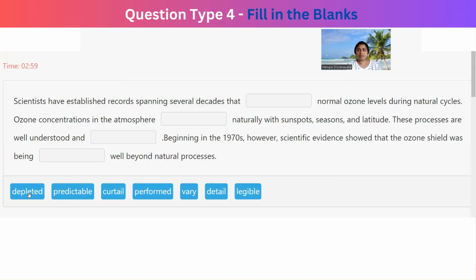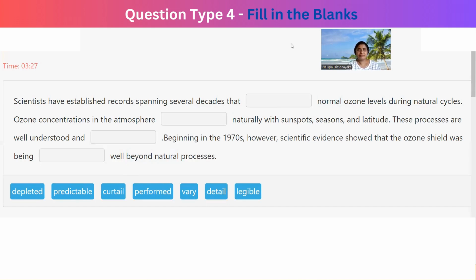Depleted normal ozone levels. Depleted is degradation or reducing normal ozone levels. Based on the meaning, that doesn't go in here. Predictable. Predictable is we can predict it. The future can be predicted. So decades that predictable normal ozone levels. Based on the meaning, that also doesn't go in here.